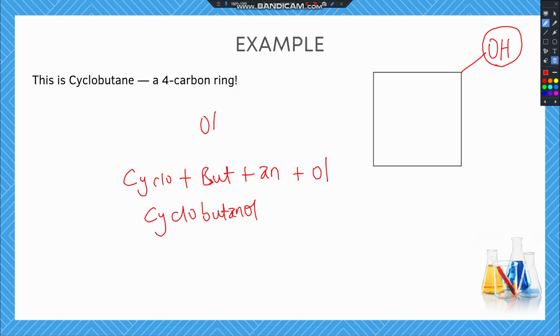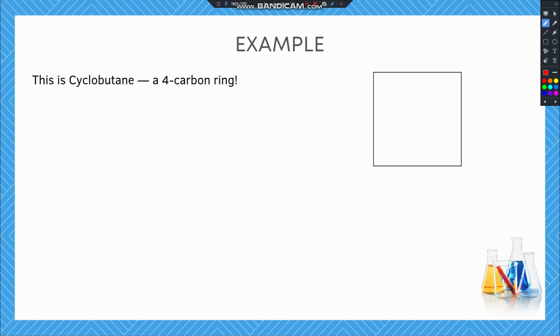In the same way, if I come over here and I put a branch CH3, it would also change. It will now become methylcyclobutane, because this is an alkyl branch or substituent, and they are always used as a prefix.